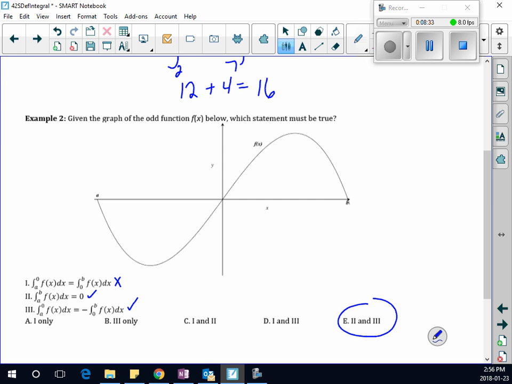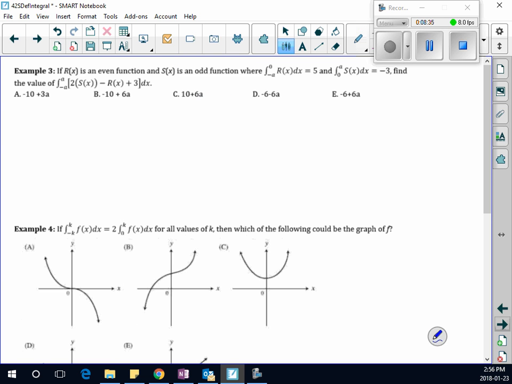Okay, here's another AP question. If r of x is an even function and s of x is an odd function where the integrals are given, find the value of the integral from -a to a of 2s of x minus r of x plus 3. Can we just plug in for s of x the value of the integral of s of x from negative a to a? So remember, r of x is the even function, so what do we know about that?